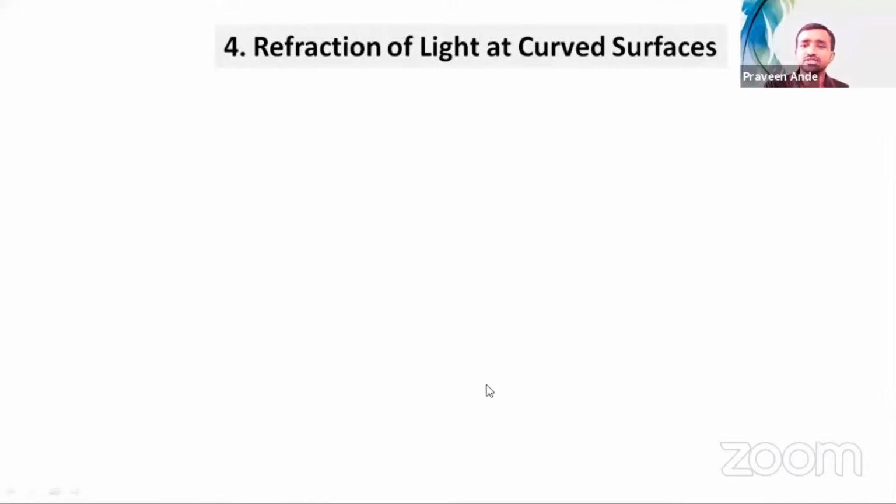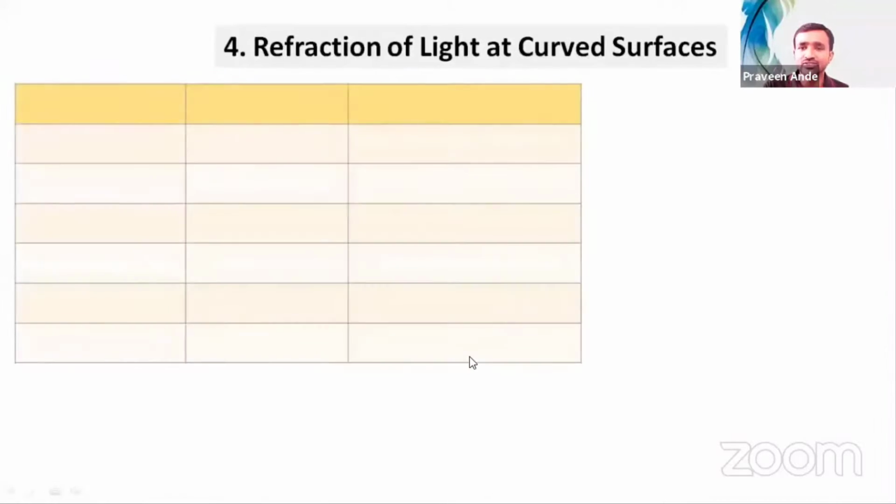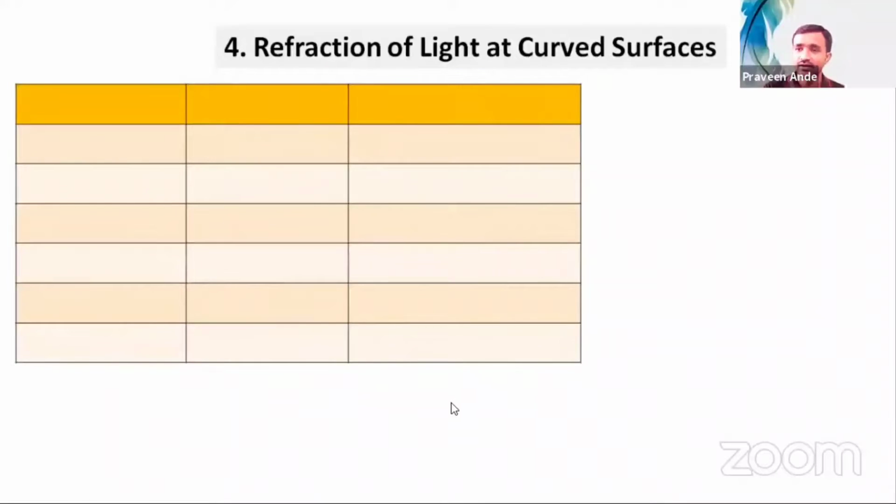So now, just that information we are going to summarize in the table. Where do you place that object? That is called object position, the position of the object. The next image is observed, right? That is called position of the image. And the characteristics we have observed are diminished or enlarged, virtual or real, erect or inverted. Those three we can write in the characteristics of an image.